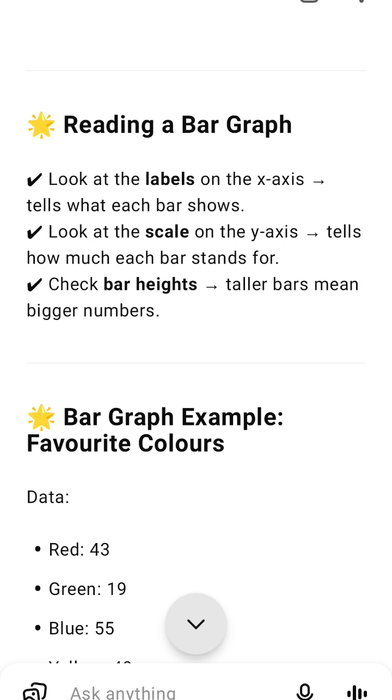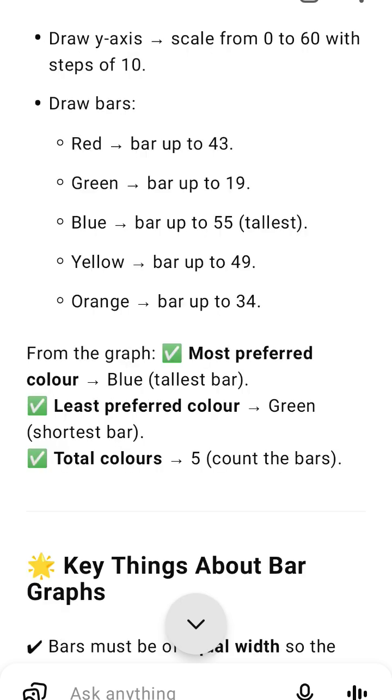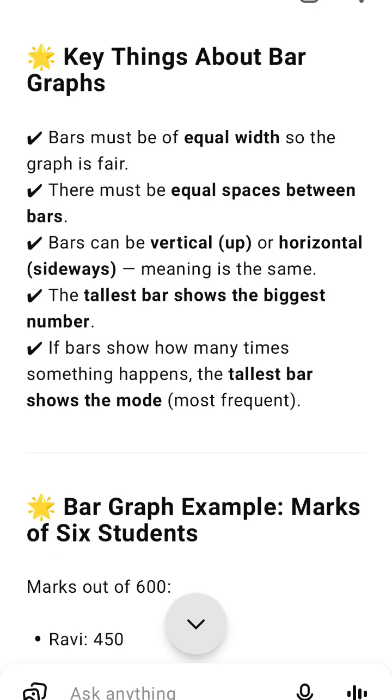Benefits of using bar graphs. Makes big lists of numbers easy to understand. Helps you compare things in a flash. Shows patterns like which item is most or least common. Turns boring data into a clear visual picture.